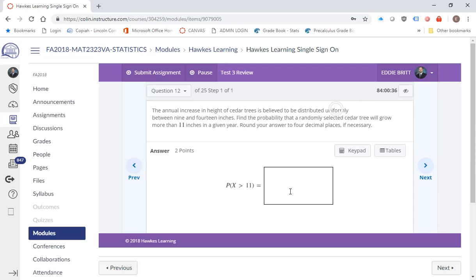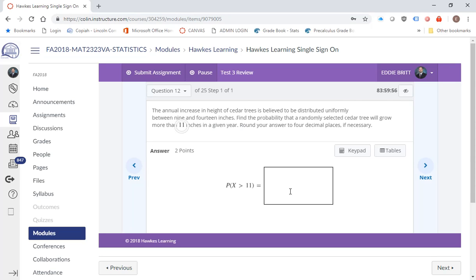Okay, so this is uniformly distributed. That just means it's the same probability at every increment, every inch here on this problem, because it says the height of cedar trees is believed to be uniformly distributed between 9 and 14 inches. What's the probability that the cedar tree will grow more than 11? So from 9 to 14, how many inches is that? Between 9 and 14, we have 5 inches. So that's going to be our denominator.